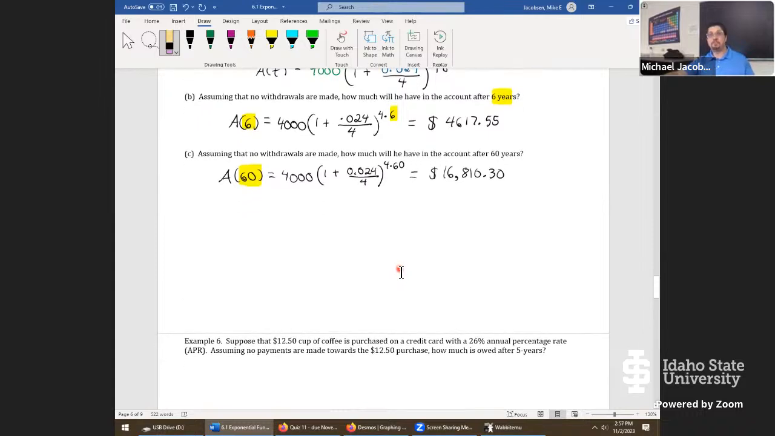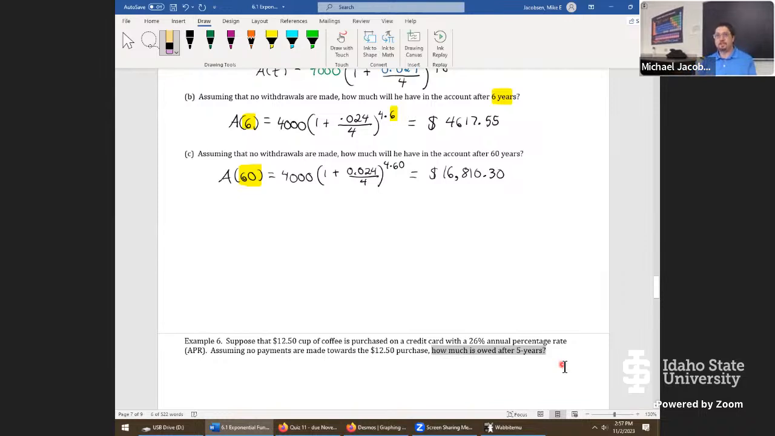This one's kind of a silly situation, but this is a very shockingly real-world situation that's happened to me. It's happening to me right now. It says, suppose that a $12.50 cup of coffee is purchased on a credit card with a 26% annual percentage rate, so 26% APR. That's about right for the economy we're in right now. Assuming no payments are made towards that $12.50 purchase, how much is owed after 5 years?